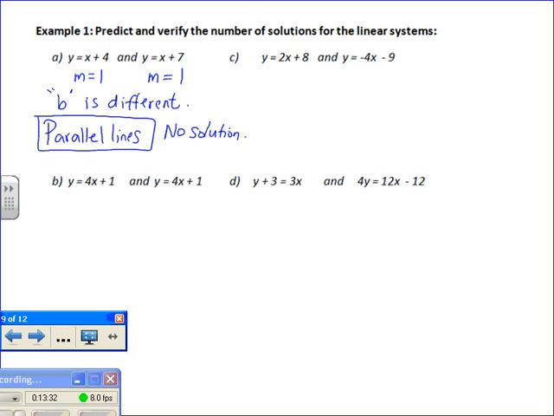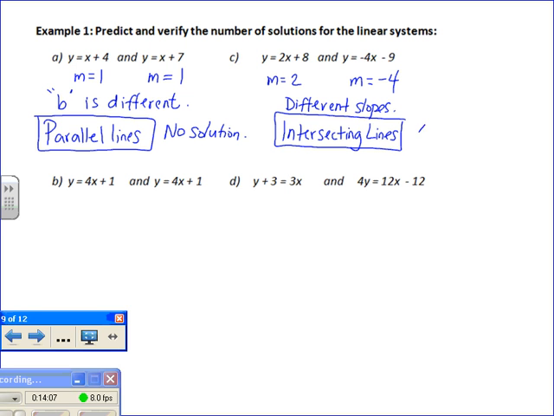Let's go ahead and do the next one. So we've got y equals 2x plus 8 and another line, y equals negative 4x minus 9. The slope here is 2 for the first line. In the second line, the slope is negative 4. So right away, I don't have to go any further. I can see that these have different slopes, different equations. Remember, different slopes will cross somewhere. So these are intersecting lines because eventually they will cross. Okay, so they have one solution.